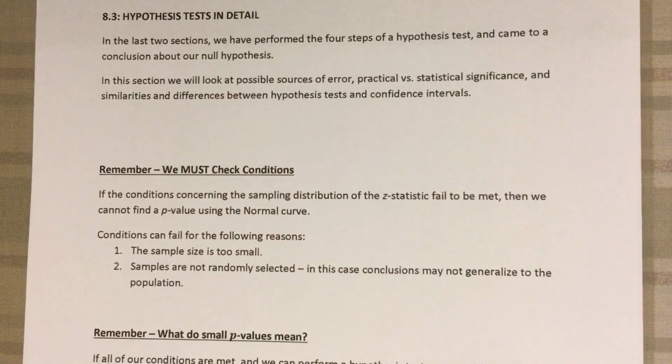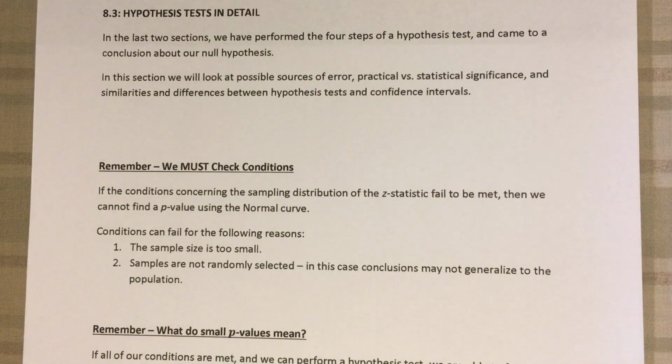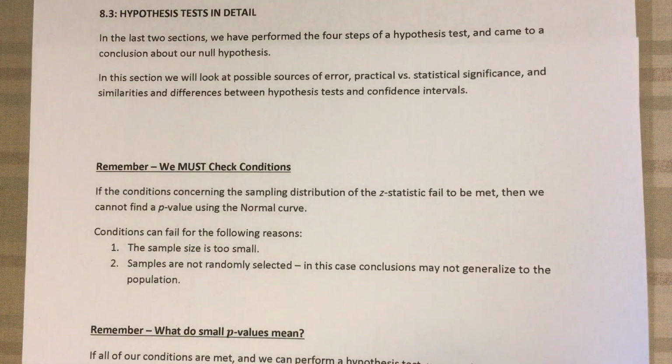All right, so to start with, just a few reminders. Remember, as we're going through these problems, we must check our conditions. We cannot use our p-value in the normal curve if we don't make sure that we have a normal distribution. In some examples in the homework we might be skipping these conditions, but do remember that we have to make sure our sample is random and independent, our sample size is large enough, and our population size is large enough.